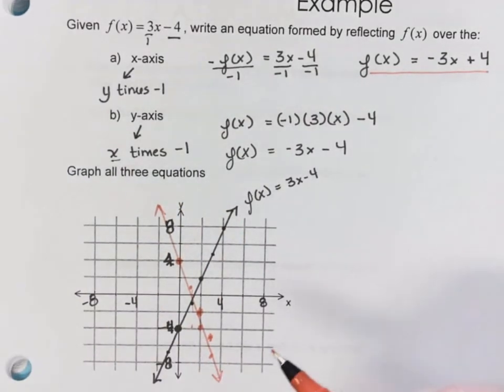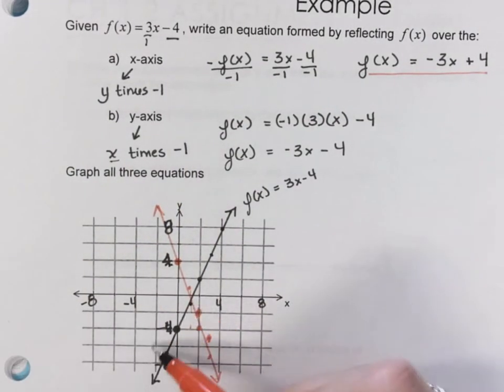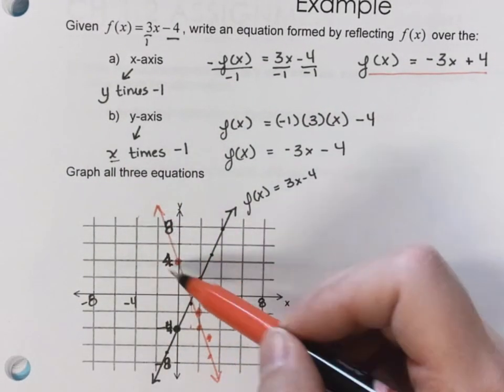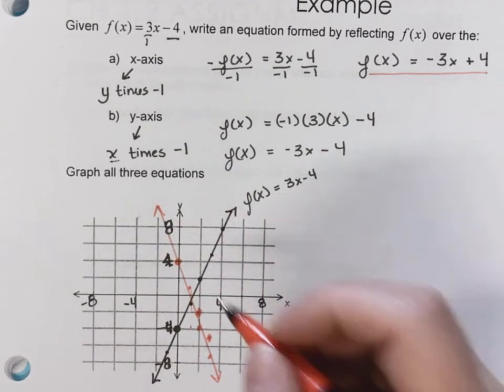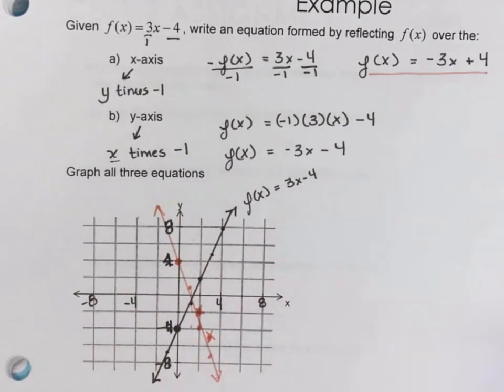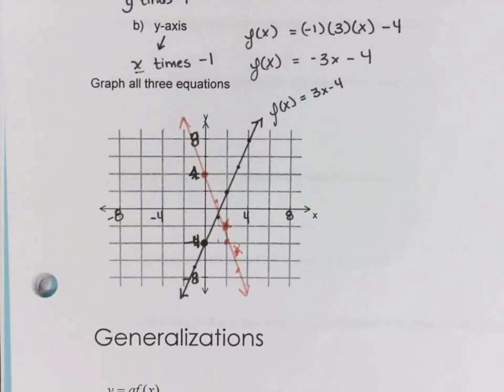And what you should see is this part of the line flipped up to here, and this part here flipped down to there. And there's 2 points that are bad. See, the visual part of me isn't good.